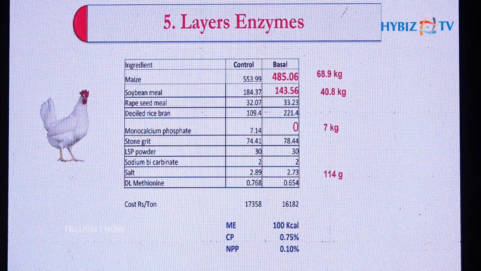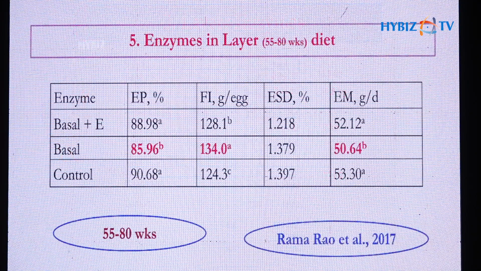In layers, we did one trial with an NSP enzyme, a cocktail enzyme along with phytase, where we reduced the energy level by 100 calories, protein by 0.75 and phosphorus by 0.1%, for which we reduced the maize by around 70 calories' worth, 41 kgs of soybean and 7 kgs of MCP. The total was compensated with DORB.